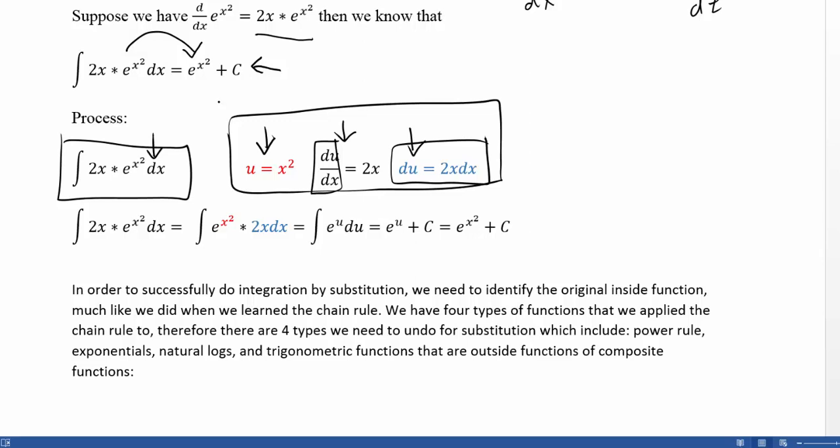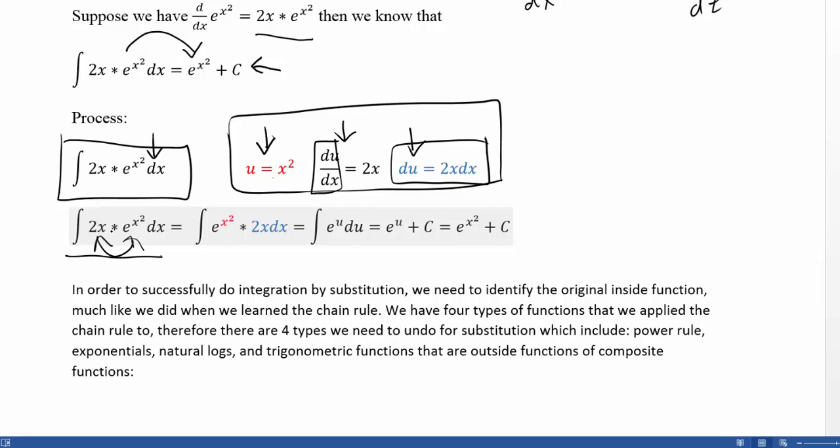Now, we go back to our original antiderivative and we substitute in based on our u and our du. So notice here that I'm going to switch the order of my 2x and e to the x squared. These things are multiplied together, so the order doesn't matter. 3 times 4 is the same as 4 times 3. The reason I switch the order is just so you can see how I substituted in the du.